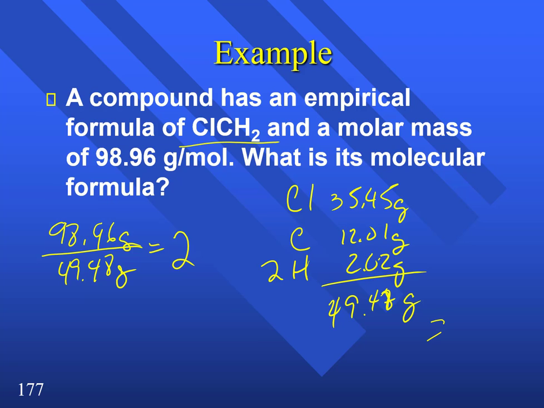What does that 2 mean? That 2 means the real molecule is twice as heavy. Why would it be twice as heavy? It would have twice as much of everything. So instead of having 1 Cl, it would have 2. Instead of having 1 carbon, it would have 2. And instead of having 2 hydrogens, it will have 4. If I've got twice as much of everything, I'll get the same percentages. I'll get the same empirical formula. The only difference is it'll be twice as heavy.